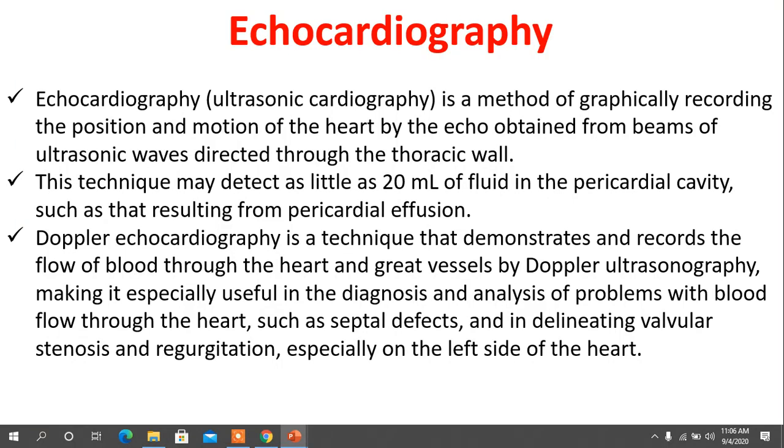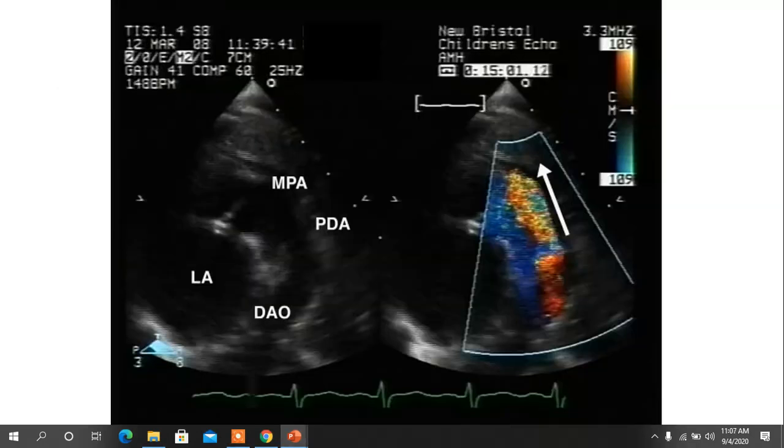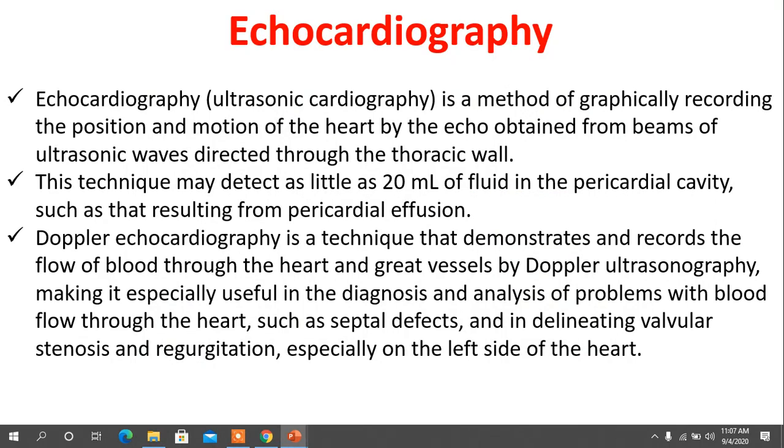So we have seen echocardiography. Only to know about echocardiography, it's ultrasonic cardiography, just like ultrasound, and it is beneficial in detecting pericardial effusions as little as 20 milliliters of fluid in the pericardium. Also, it is most useful to diagnose valvular heart disease and septal defects. Stenosis or regurgitation can be detected through echocardiography.